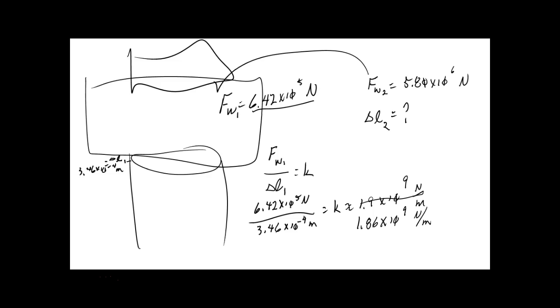Okay? Now, that's your K. Now we have enough information to do this. F sub W2 over delta L sub 2 is equal to K. Same K. This time we know this one, we know that one, and we're looking for delta L2. So how do we solve for delta L2?